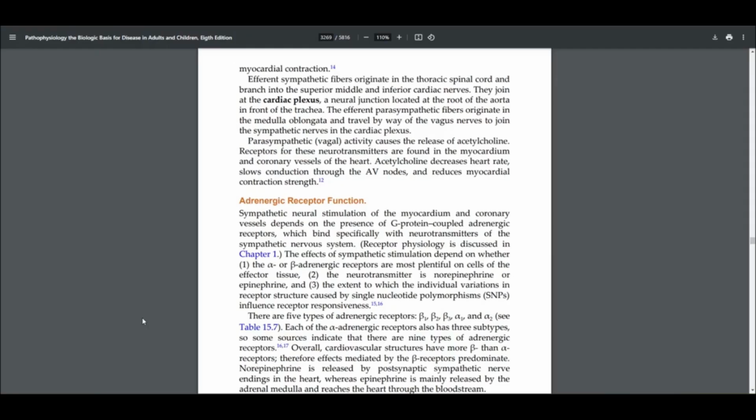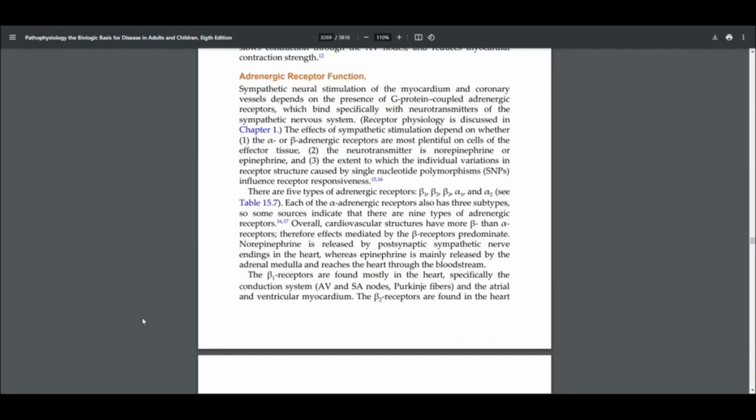Parasympathetic vagal activity causes the release of acetylcholine. Receptors for these neurotransmitters are found in the myocardium and coronary vessels of the heart. Acetylcholine decreases heart rate, slows conduction through the AV node, and reduces myocardial contraction strength.